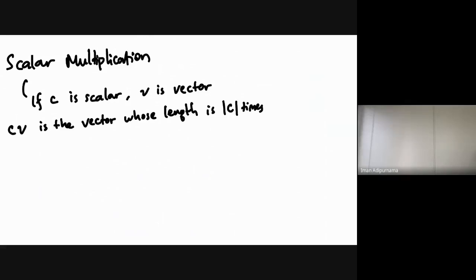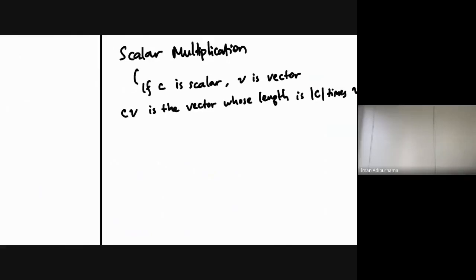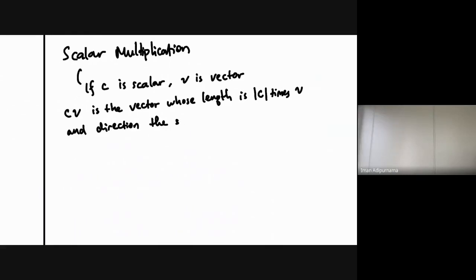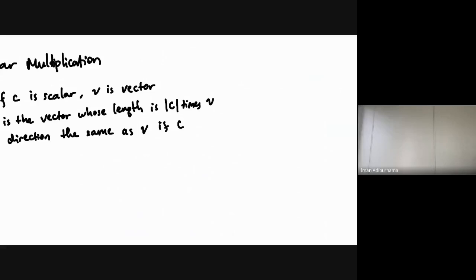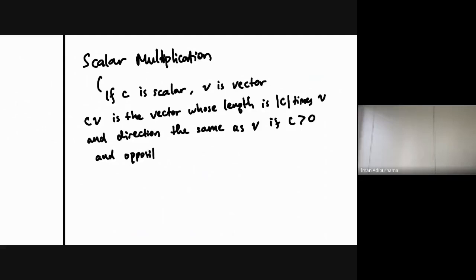And direction the same as V if C is positive. And opposite direction if C is negative. If C is 0 or V is 0, then CV is 0. Okay, that's better.